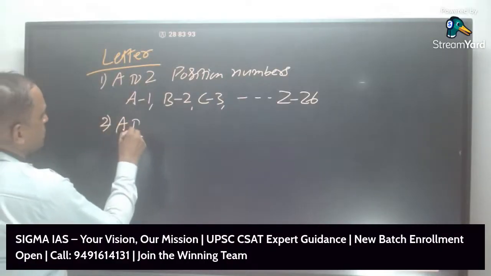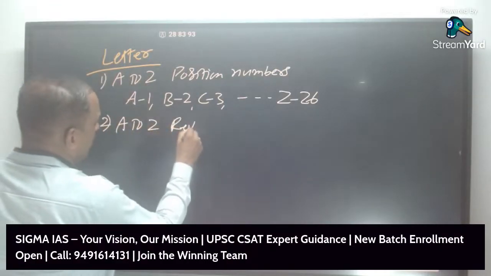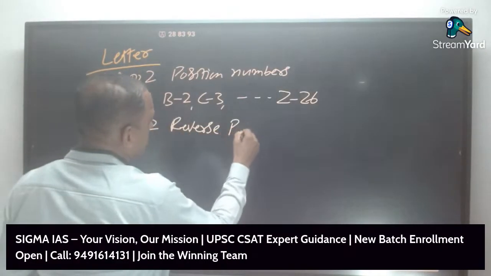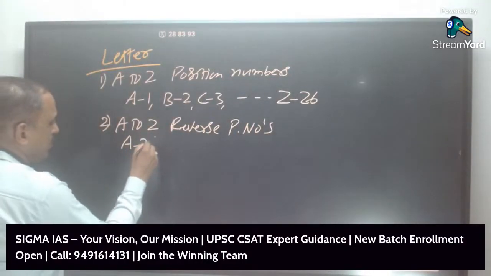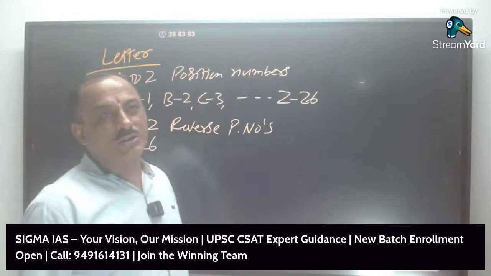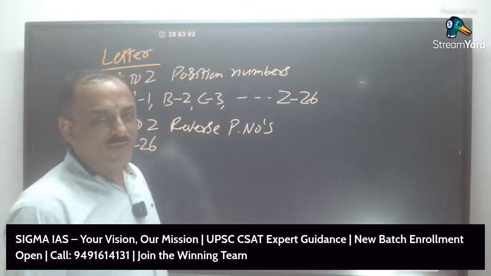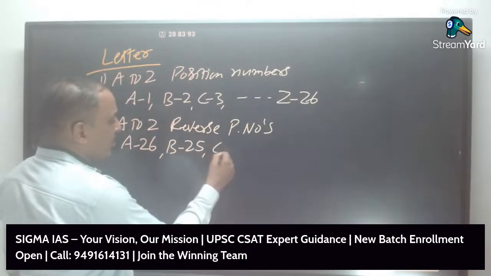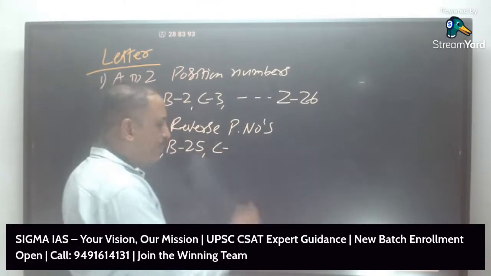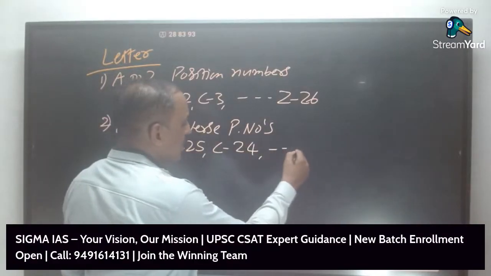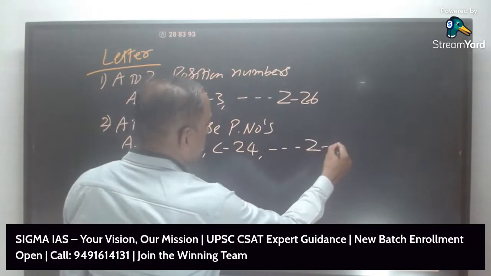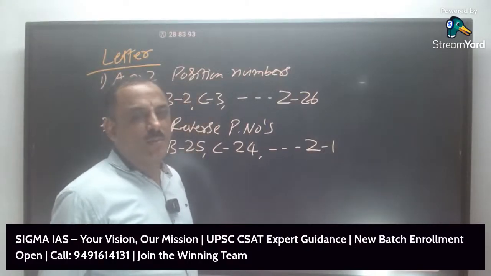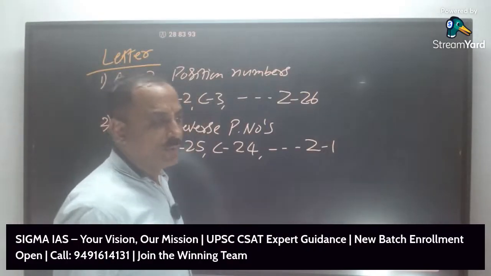Second one, A to Z alphabets reverse position numbers. What is the reverse position number? In English, A is the 26th letter from last, so therefore A reverse position is 26. B is the 25th letter from last, B reverse position is 25. C is the 24th letter from last, therefore C reverse position number is 24. And up to Z. Z is the first letter from last, therefore Z reverse position number is 1.